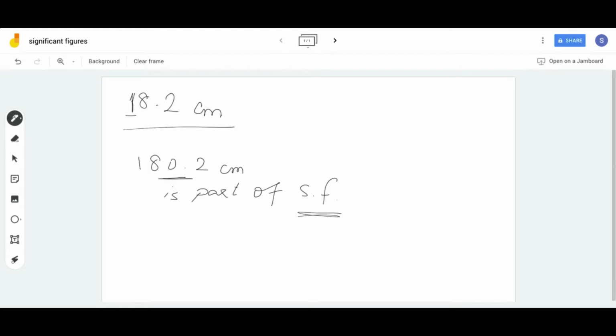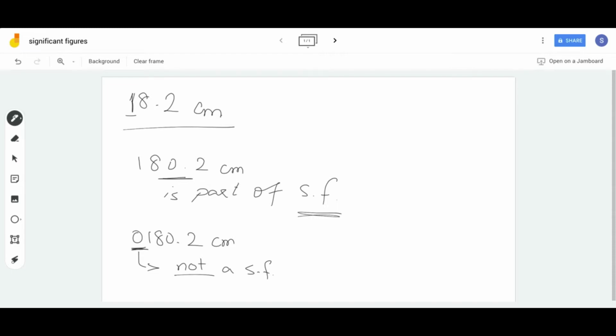And then zeros in front of a non-zero digit are not significant. So I can write this 180.2 centimeters as 018.2 centimeters. Now this zero right here is not a significant figure, right? Because it doesn't really mean anything.